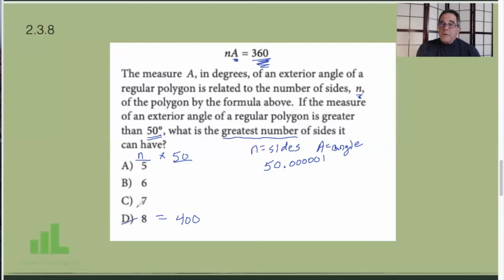Throw it away. Shall we try 7? How about 7 times 50? 7 times 50 is going to give us 350. 350 is less than 360. Therefore, this works. 7 is our answer. We're done. Not a difficult question. A lot of words, a little bit of sorting through the information they give us. But at the end of the day, it's just another plug-in. Just another plug-in day. Let's see what's next on the agenda.